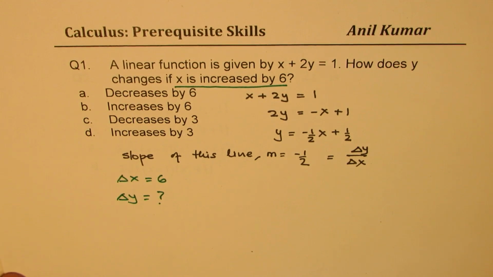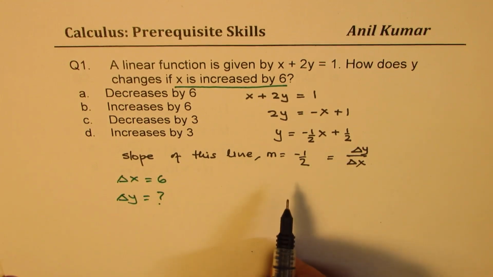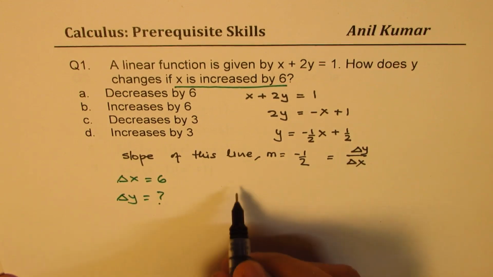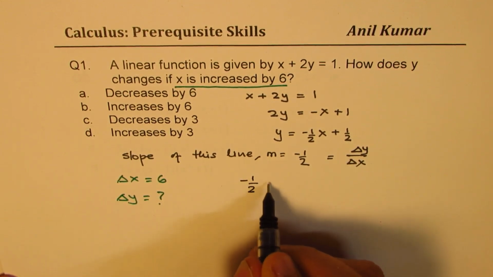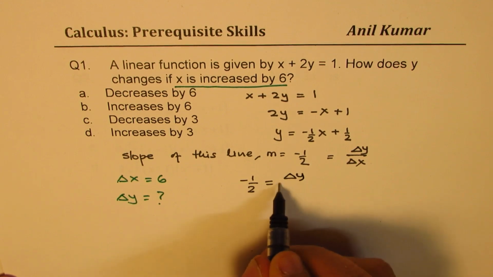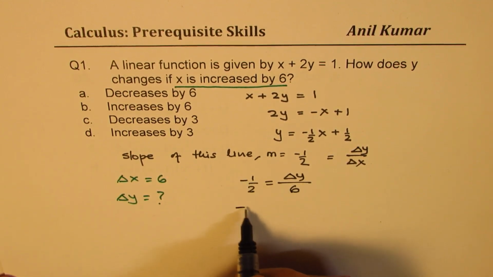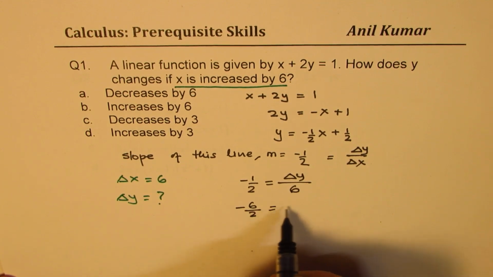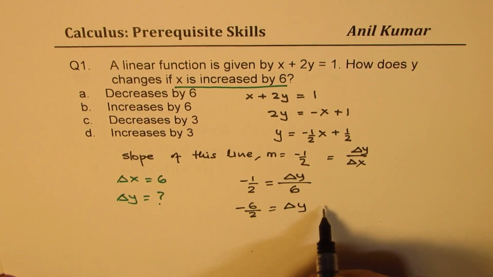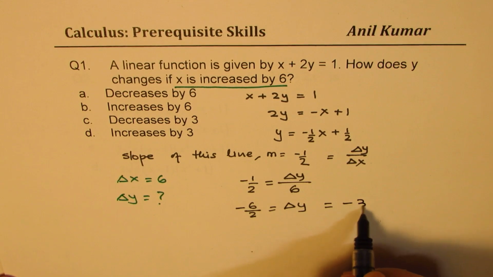So I hope that gives you the concept, right? It's a straightforward question, but the concept is very important. So we'll just rewrite this and say minus half is equal to change in y over change in x, which is 6 for us. So cross multiply, and we get minus 6 over 2 is the change in y, and that is equal to minus 3.